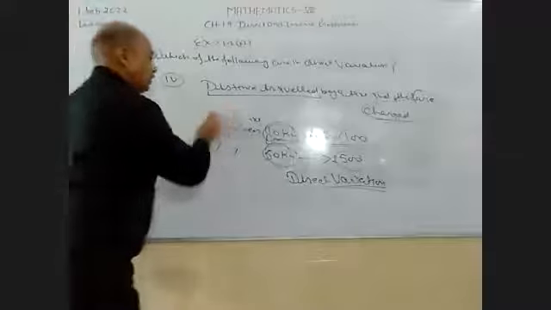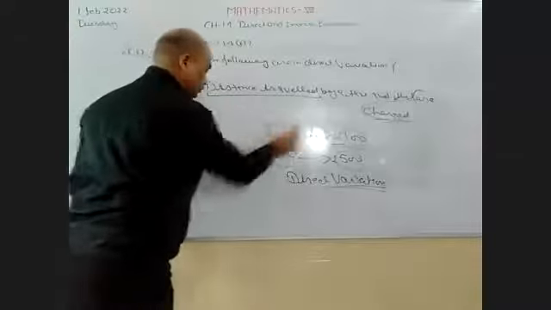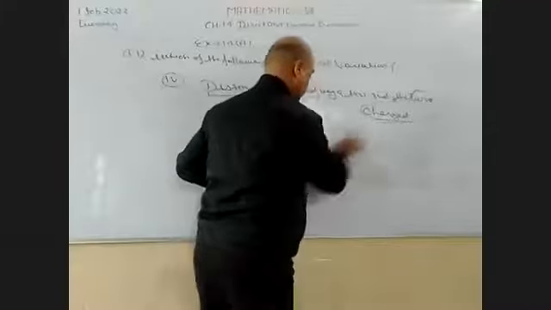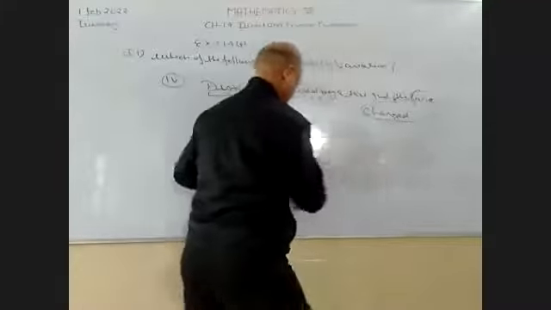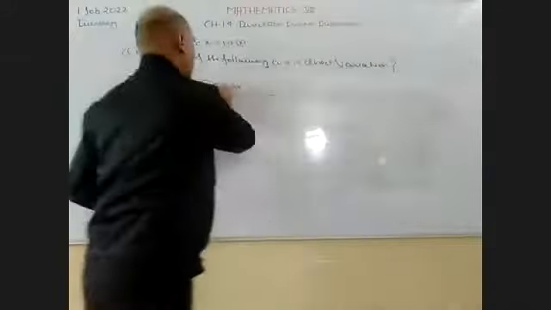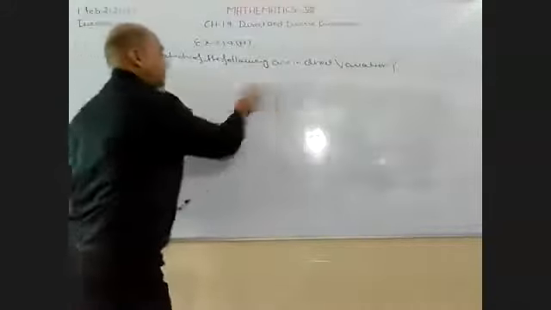Now check the last, the fifth one. What is given in the last part of this question? Check whether it is going to be direct or indirect. The fifth part is this one.